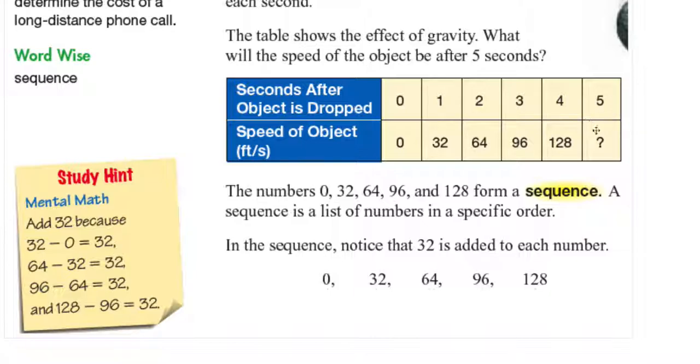And we want to find out the speed of the object after it is dropped 5 seconds. Remember, this is without any other force acting on it. No air resistance, it's just gravity. So the object is in free fall. So the numbers 0, 32, 64, 96, and 128 form what we call a sequence. The definition of a sequence is a list of numbers in a specific order.